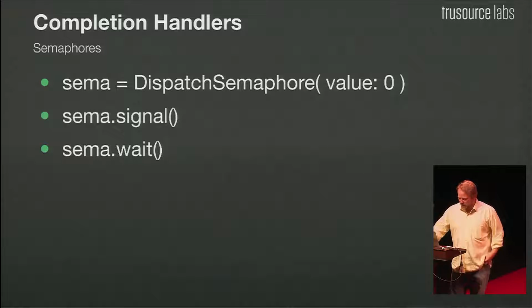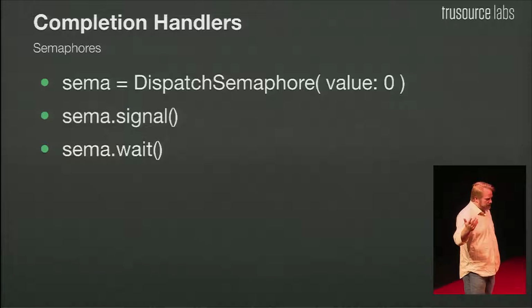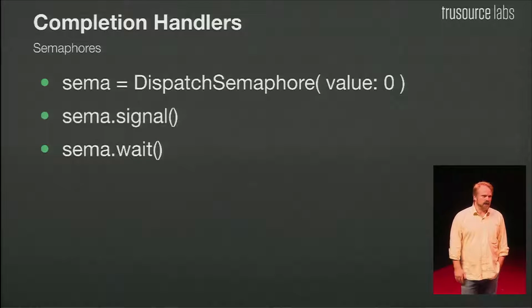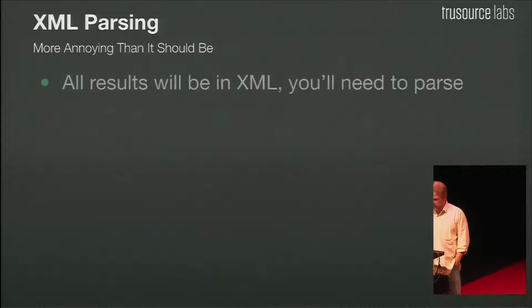So here's a couple of examples, just real quick, of how you can dispatch a semaphore. That's just effectively a flag that lets the process know that it needs to wait until some response comes back from it. Right? Not hard at all, but you just have to understand that it's there.